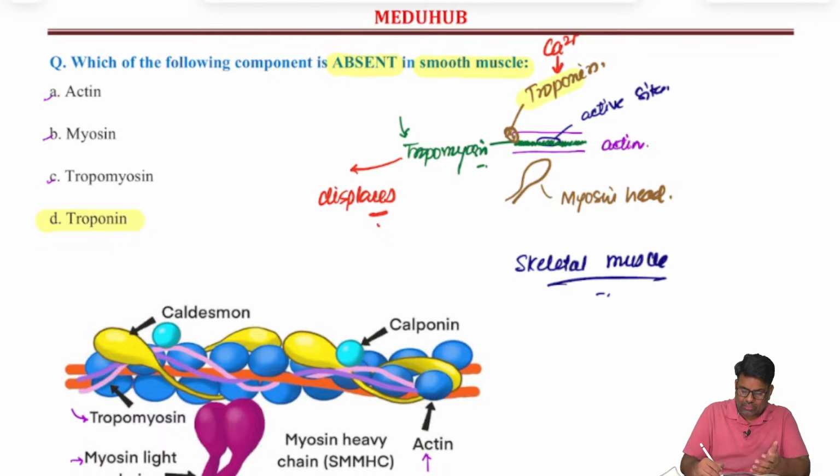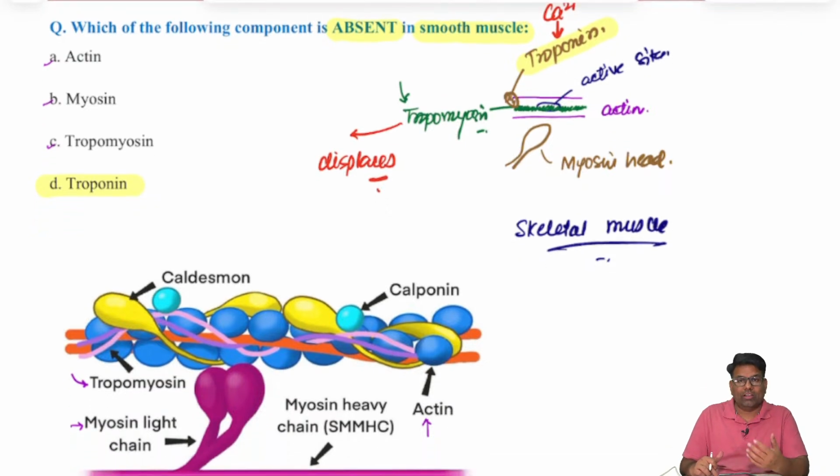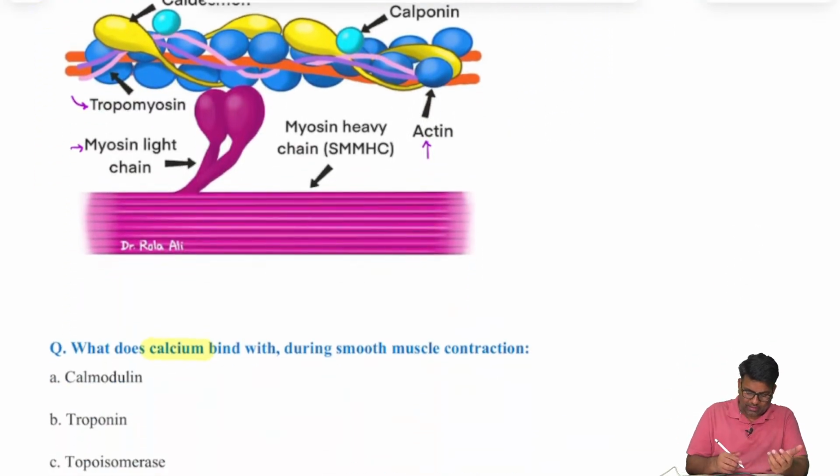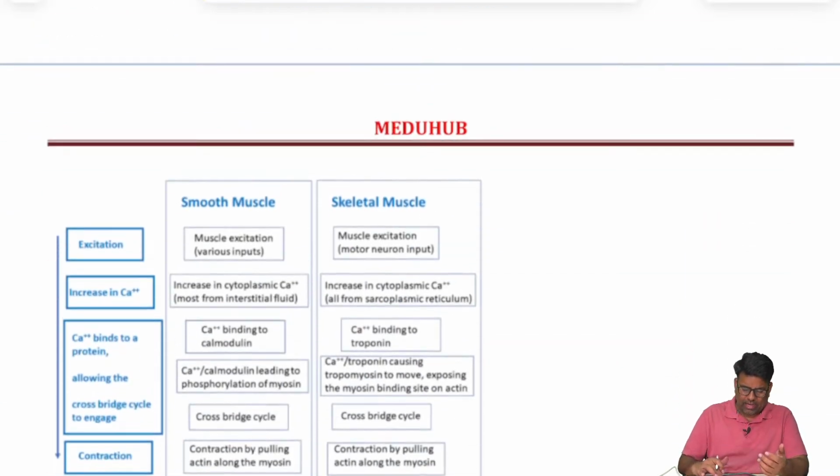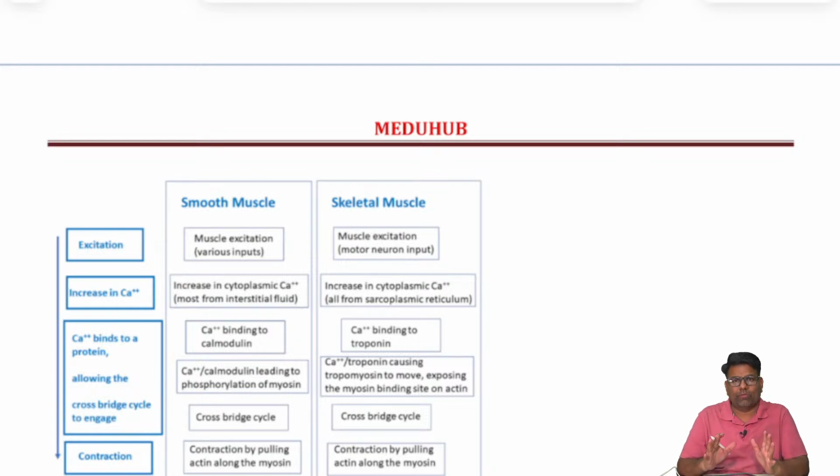But that is not the case in smooth muscles, because we just discussed that smooth muscle doesn't have troponin. Now what does smooth muscle have in place of troponin? That is calmodulin. You can just remember cal here and cal here, just for that purpose, right? So if we take the basic differences between smooth muscle and skeletal muscle, there are a couple of differences which you should know.